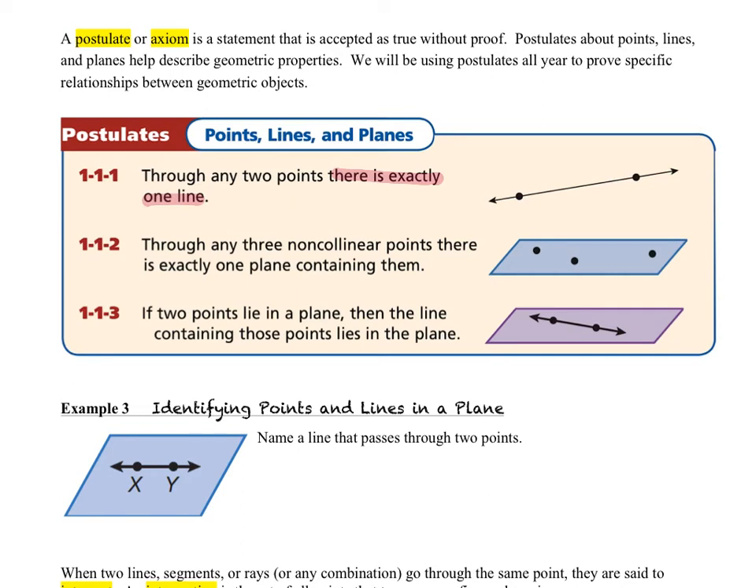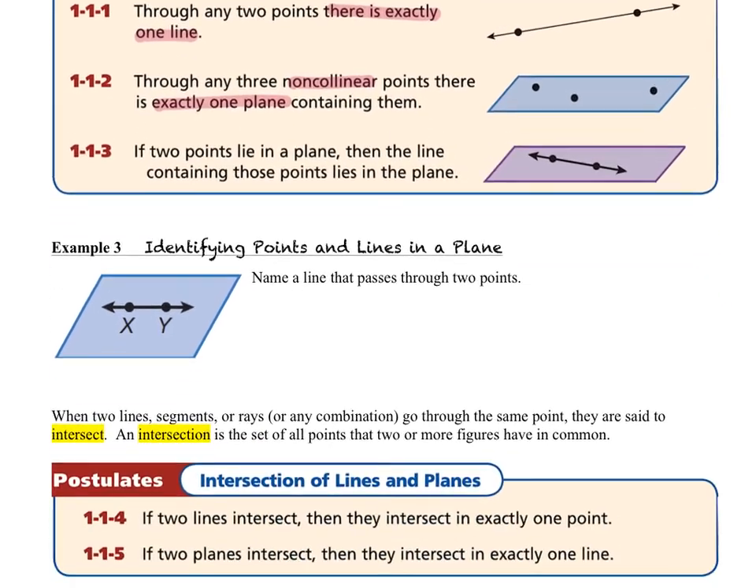The next one says, through any 3 non-collinear points, there is exactly one plane containing them. We talked about that a few minutes ago also. And the third one, if 2 points lie on a plane, then the line containing those points lies on the plane. And that makes sense. It's kind of like where that line cannot be floating up in space if the points that the line goes through are sitting on the plane.